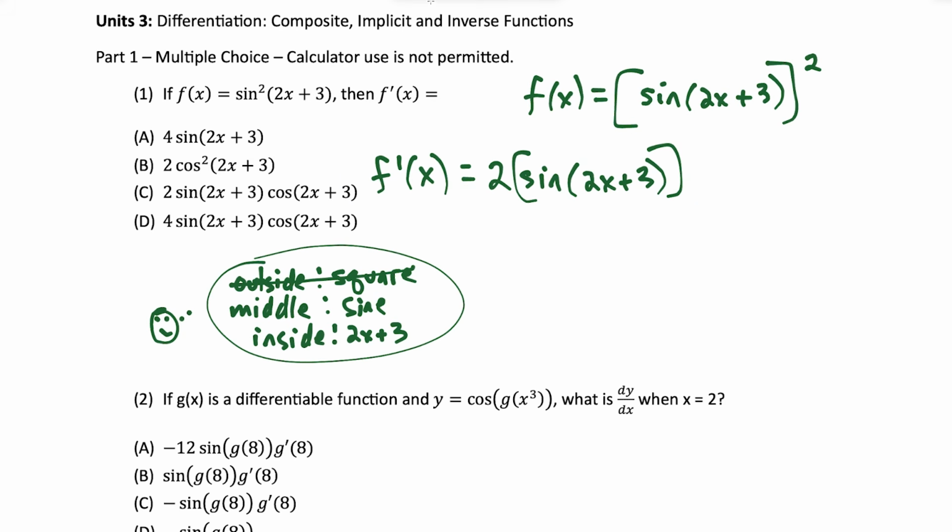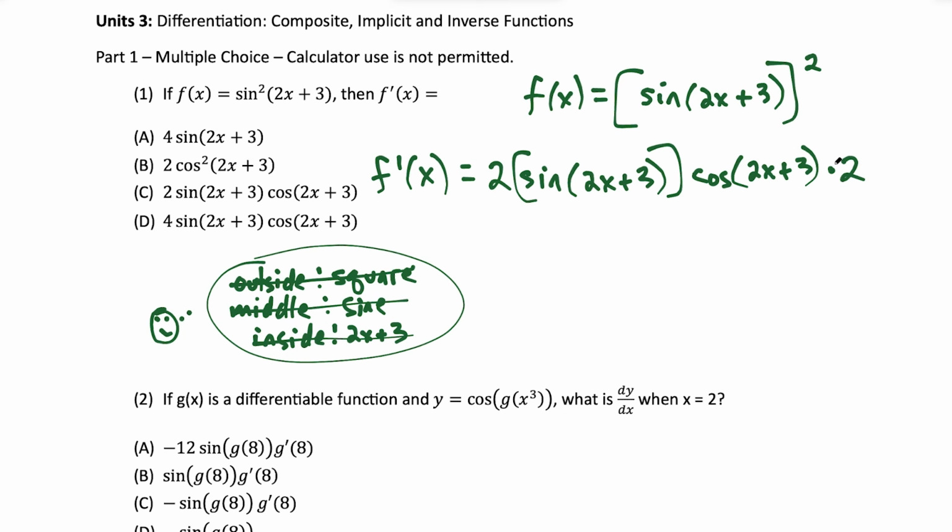Now we're going to move to the middle function, the sine function. The derivative of sine is cosine, so we get cosine of 2x plus 3, because we're going to keep the rest the same. Once again, the chain rule is we take the derivative of the outside, keep the inside the same, and then multiply by the derivative of the inside. So now we take the derivative of the inside function, 2x plus 3, and the derivative of 2x plus 3 is 2. We're just going to tack on this 2 at the end.